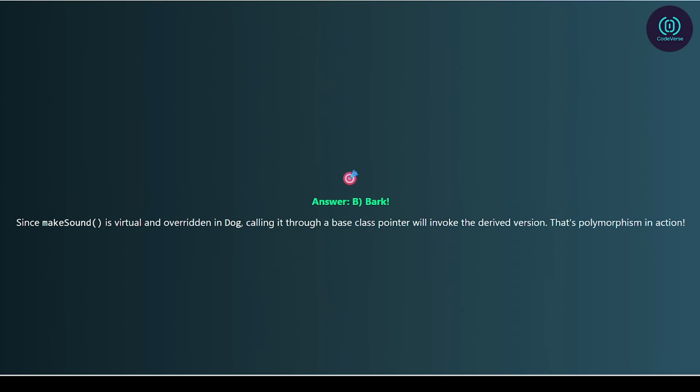Answer, B. Bark. Since makeSound is virtual and overridden in Dog, calling it through a base class pointer will invoke the derived version. That's polymorphism in action.